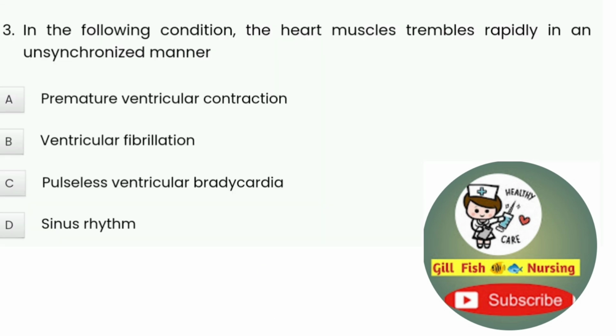Okay, fine. Next question. In the following condition, the heart muscles tremble rapidly in an unsynchronized manner. Option A, premature ventricular contraction, option B, ventricular fibrillation, option C, pulseless ventricular tachycardia, option D, sinus rhythm. Usually where does it happen? So what could be the correct answer? Answer B is the correct answer.